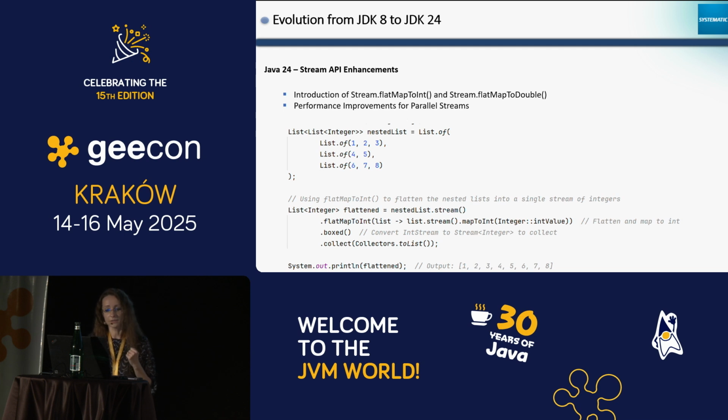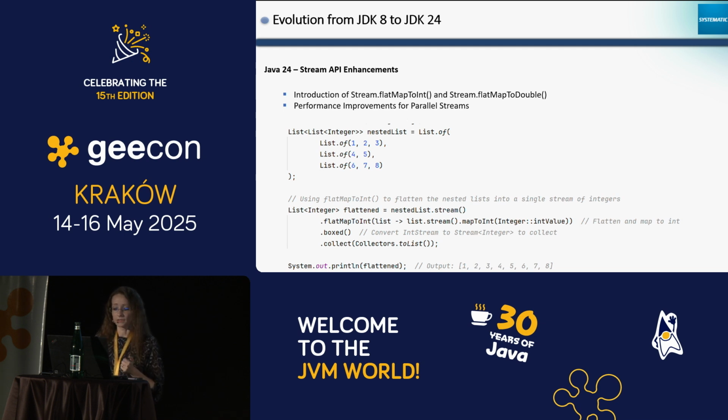And in the example that I have provided over here, we are flattening a list of lists into a single stream of integers. So this is more memory efficient than simply using a stream of Integer, because it operates directly on the primitive int type.